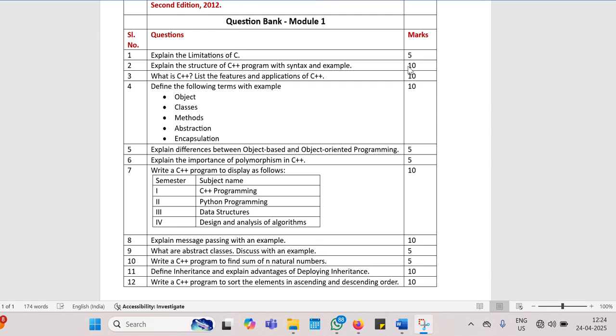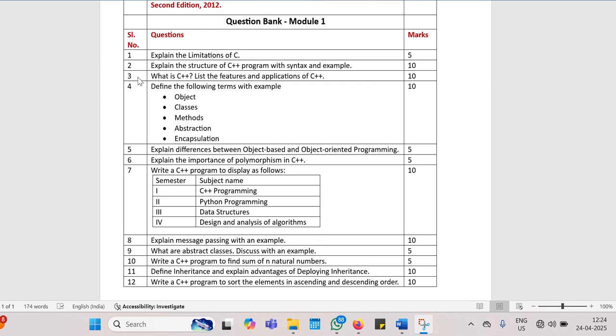This is the most repeatedly asked question wherein you have to explain the structure of a simple C++ program and what is the syntax followed and give a programming example, and this will be for 10 marks.